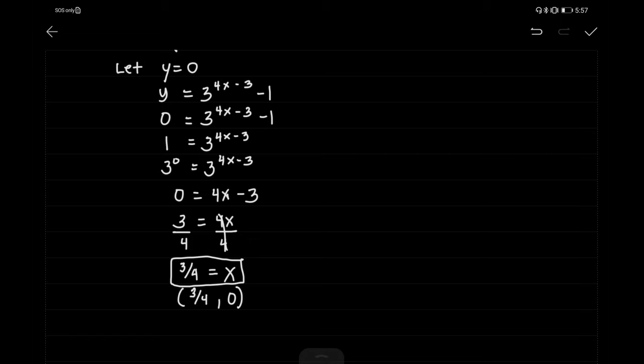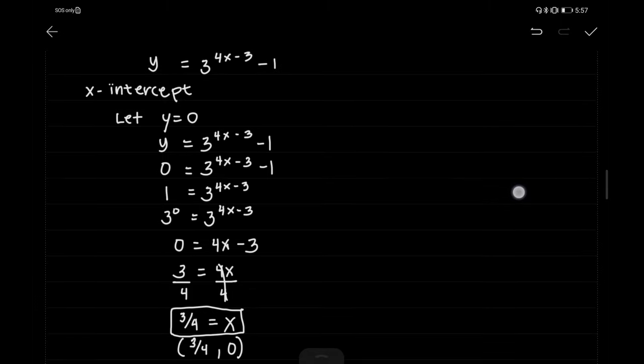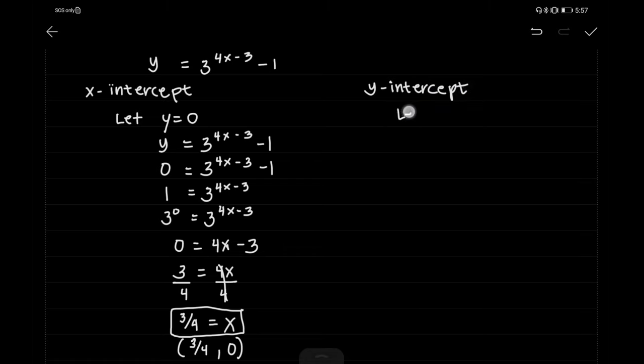Kung anong value ng ating x dito ay siya din yung zeros of the exponential function. So, proceed naman tayo dito ngayon guys sa y-intercept. To solve for the y-intercept, we have to let the value of our x which is equal to 0. So, this is our function.